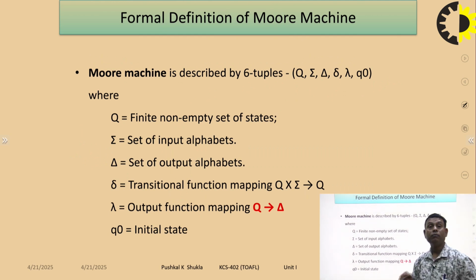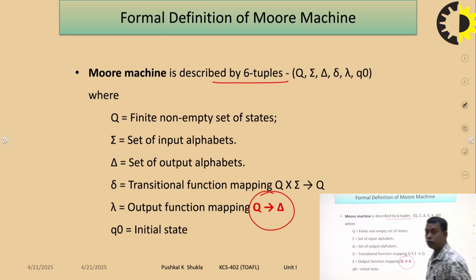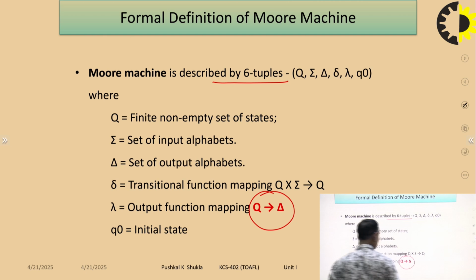While in the case of a Moore machine, the output is associated with only the present state. So a Moore machine is described as usual by 6 tuples, as mentioned in a Mealy machine. There is only a difference in the output function that is associated with Q2 delta.